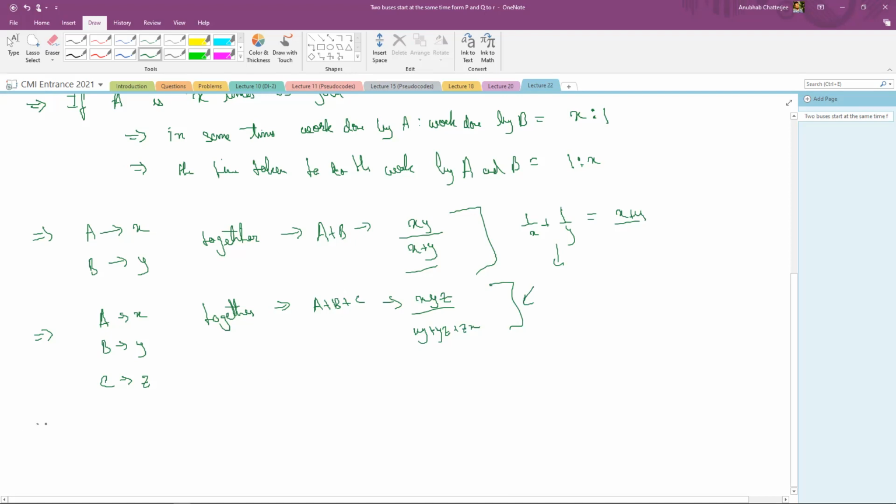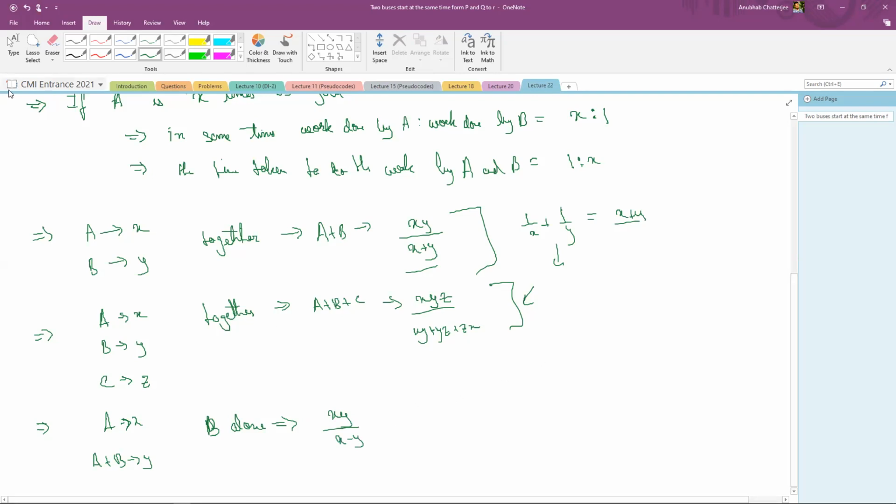Now I'm saying that A does it in x days and A plus B does it in y days. How long do you think it will take just B to do it alone? B alone, how much time will it take? xy by x minus y. Perfect.